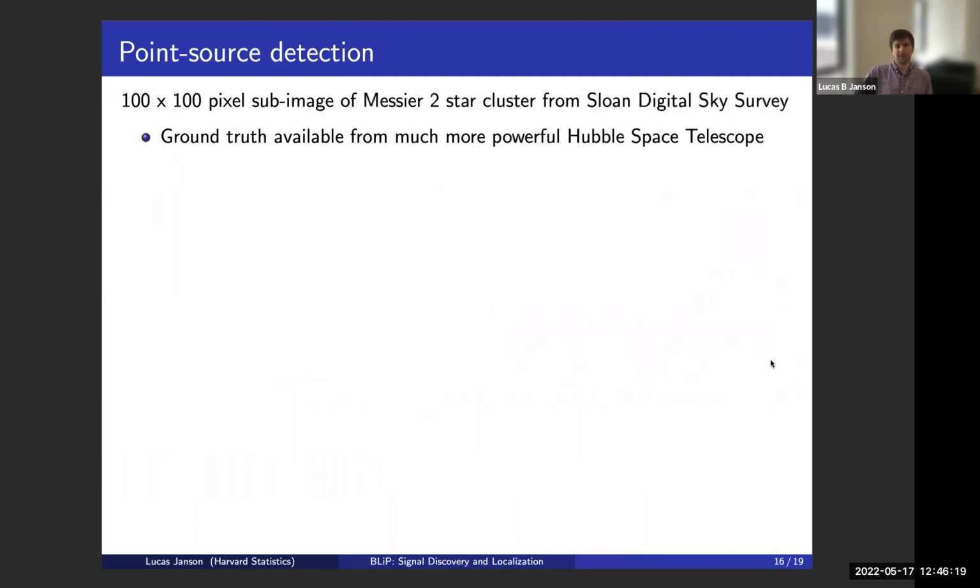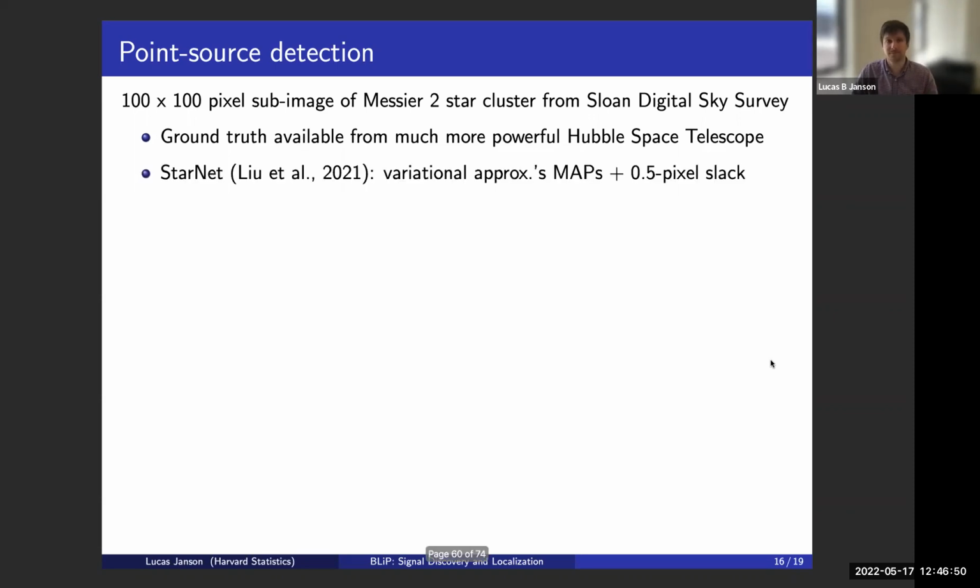Okay, so this is what we applied our method to in astro. It's a 100 by 100 pixel sub-image of the Messier 2 star cluster from the Sloan Digital Sky Survey. And this was nice because we have essentially a ground truth from the much more powerful Hubble Space Telescope, which was pointed at the same region of sky at some point. And so we basically know where all the stars are. And so we can actually evaluate the false discovery rate of BLiP to see if it's doing what we want it to, as well as the true discovery rate of BLiP and any other methods.